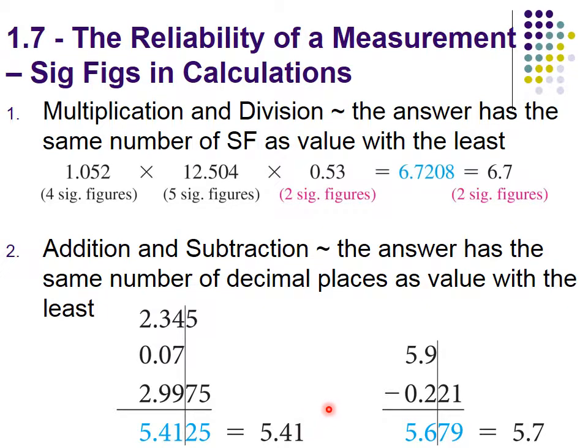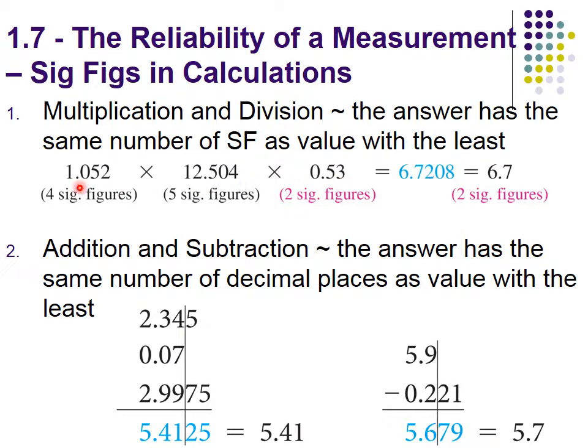Now, usually we're doing math with these numbers. So once we start doing math, we have to keep the level of certainty the same. So we have 2 rules. The first one is involving multiplication and division. And the rule says that the answer will have the same number of sig figs as the value with the least. So here's our math problem.